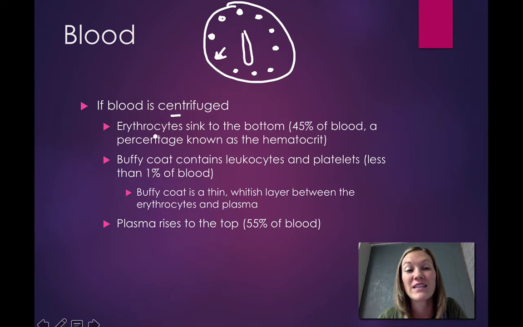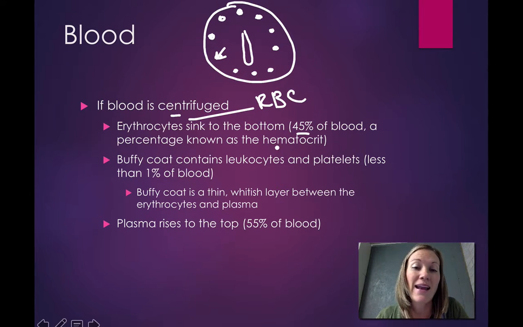So what we find when blood is centrifuged is that the erythrocytes, or the red blood cells, sink to the bottom. They make up about 45% of the blood, in a percentage known as the hematocrit. The hematocrit is actually a really important thing to understand.